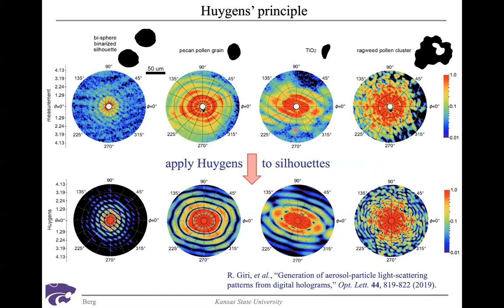And you can see by comparing the measured light scattering patterns to the ones retrieved from Huygens principle, we do a pretty good job in each case, except for this ragweed pollen cluster, which I believe had too many fine scale structures, so the idea that the forward scattering pattern and the Huygens forward diffraction be the same is not particularly valid in this case.